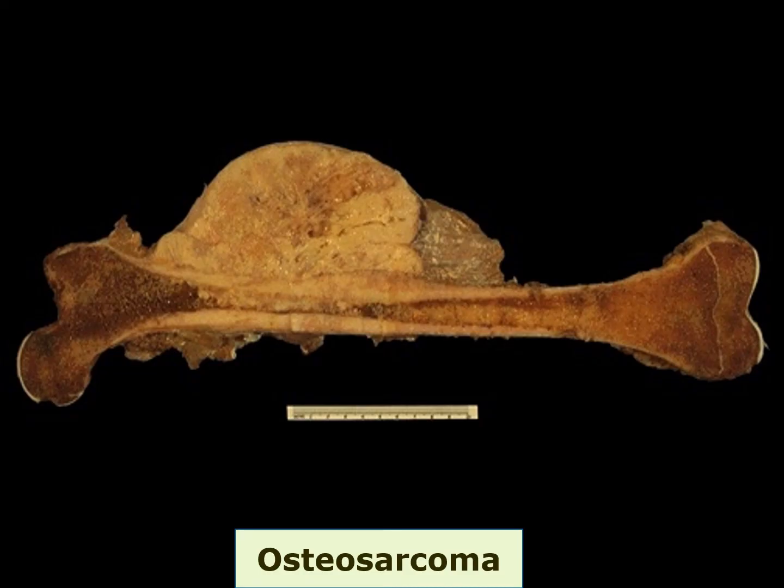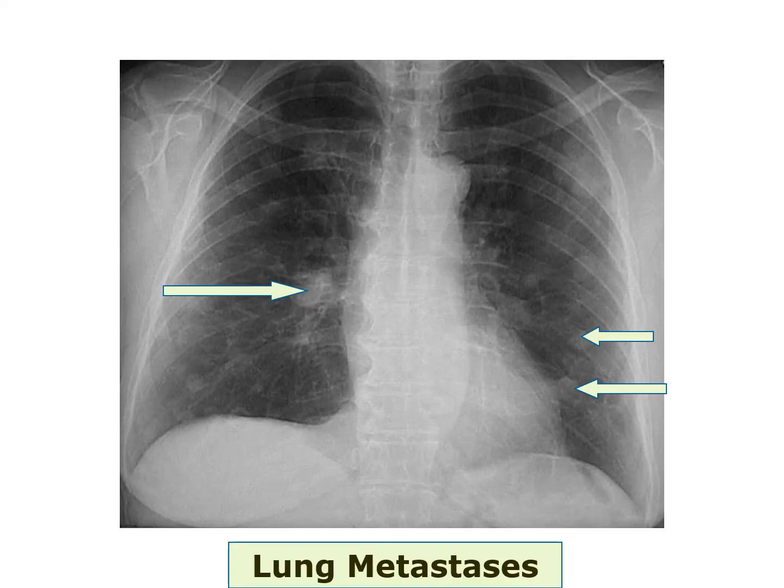This is an osteosarcoma of bone. The tumor mostly occurs in young patients. The tumor usually arises in the metaphyseal region of long bones. This is a chest X-ray showing multiple bilateral lung opacities representing lung metastases.